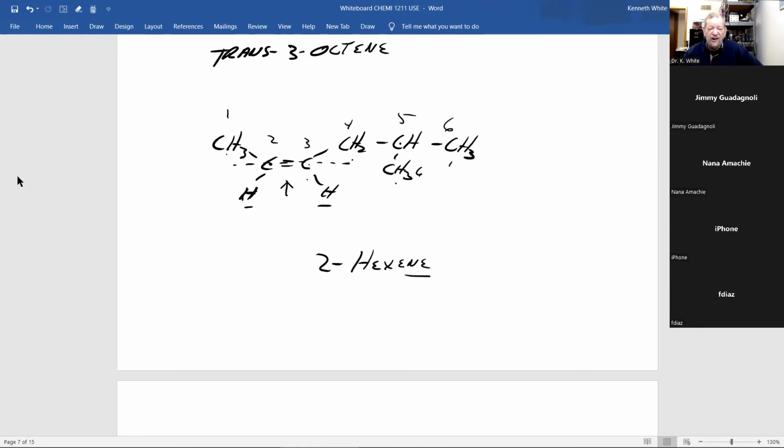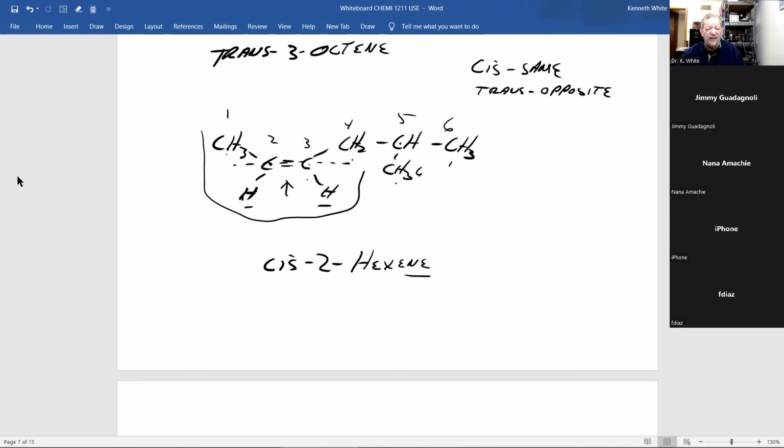The hydrogens are on the same side. Remember, cis, same side; trans, opposite side. So they're the same. Both are underneath the line. So this is cis-2-hexene. But wait, we're not done.